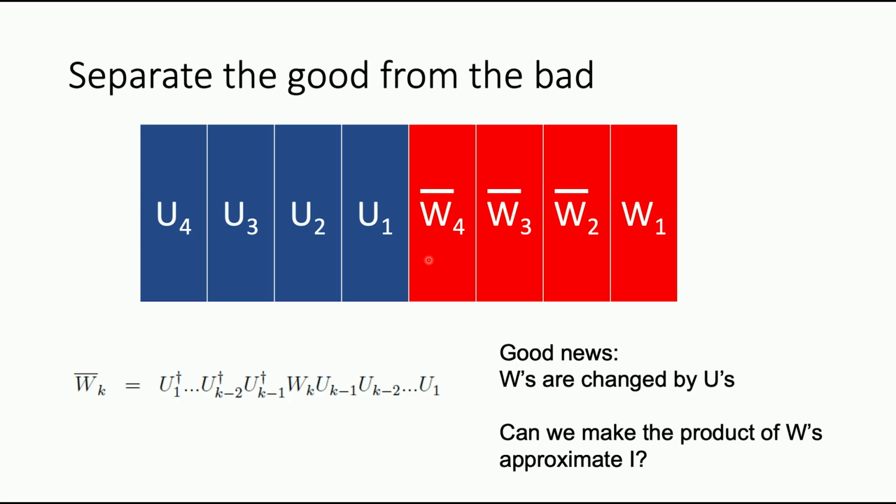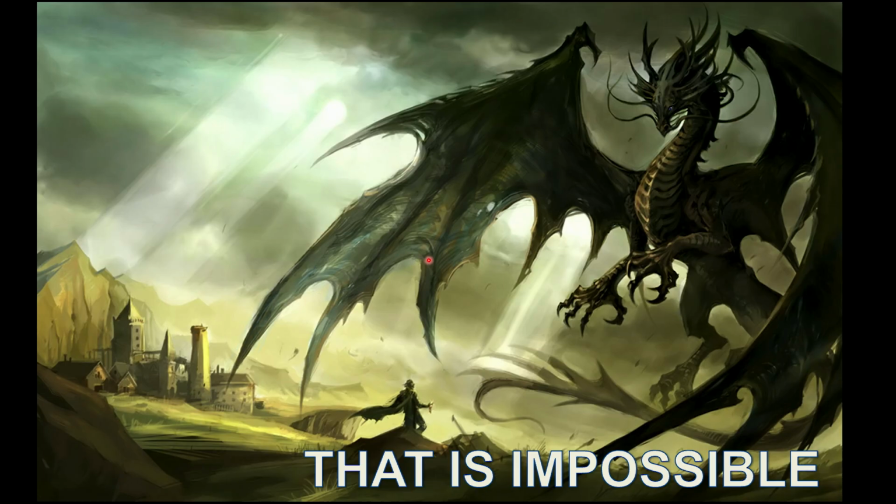So the good news, of course, is we control the U's. The U's change the W's. And so all we need to do is pick the U's so the W's end up multiplying up to be identity. That's it. That's the plan. It seems like a great plan. This is still impossible because I haven't put any constraints on these things.